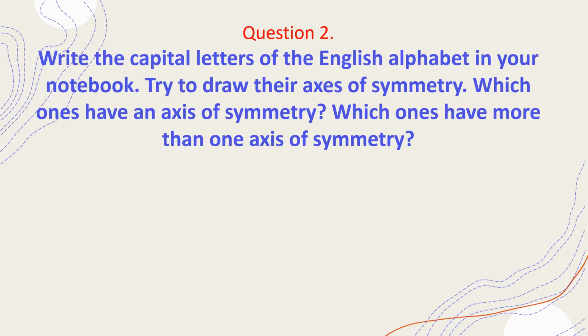Question number 2. Write the capital letters of the English alphabet in your notebook. Try to draw their axis of symmetry. Which ones have an axis of symmetry? Which ones have more than one axis of symmetry?